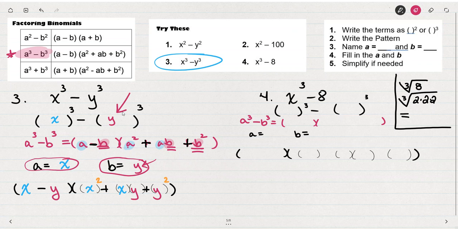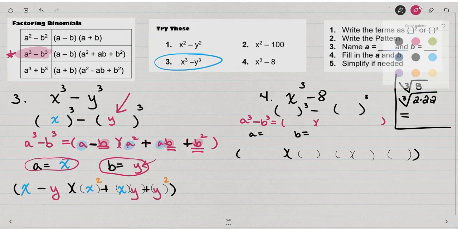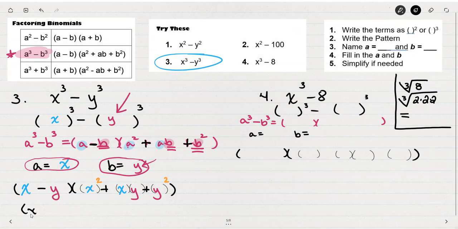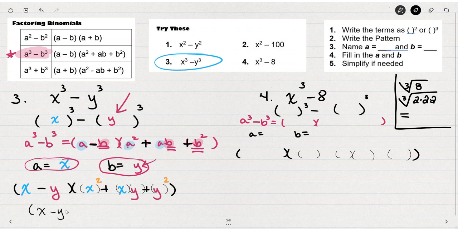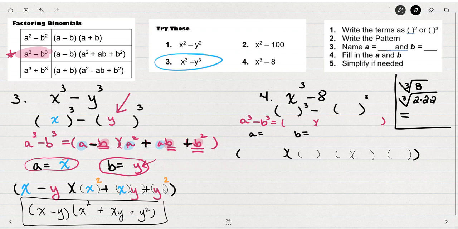And that's almost it. It's just that sometimes I could have a little simplifying to do. Now this one doesn't have anything that simplifies, but I could get rid of those extra parentheses. They were nice training wheels to make sure I got everything in place, but I could write the final answer as x minus y, x squared plus xy plus y squared, and that's the finished factoring. Let's try this next one, x cubed minus 8 cubed.